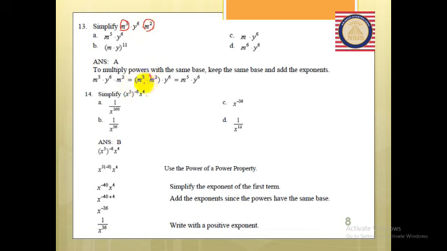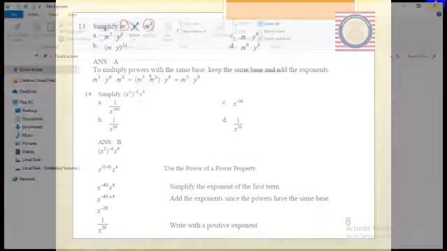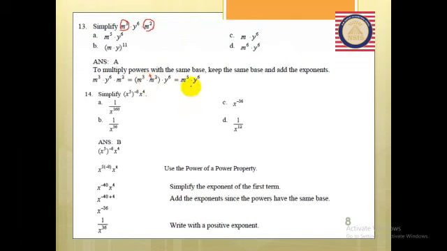Why? Because there is times. If I times the same bases, what am I going to do with the powers? I'm adding them. So m to the power of 3 times m to the power of 2 is what? It's m to the power of 5. Very good. Here, y to the power of 6 will be the same. So my answer will be A.